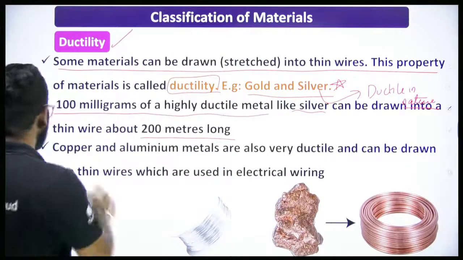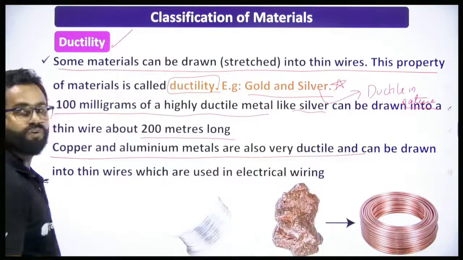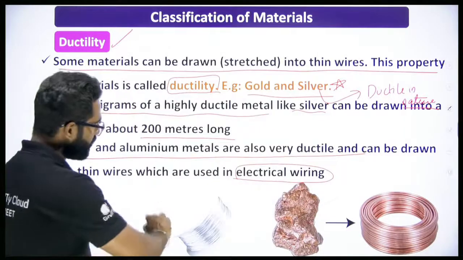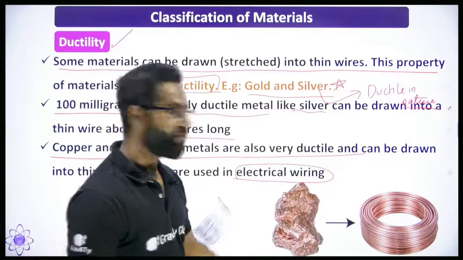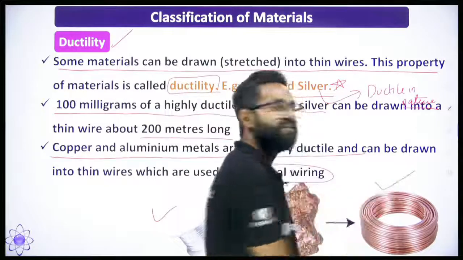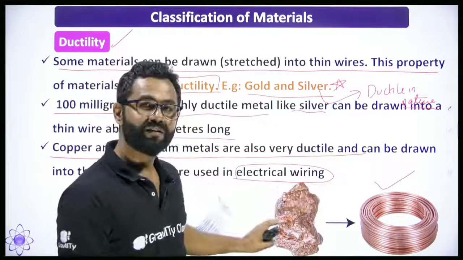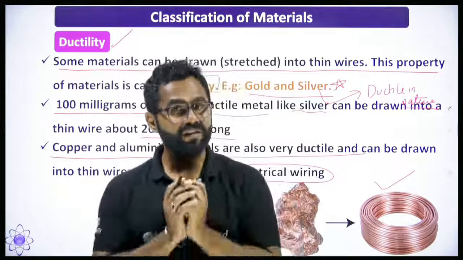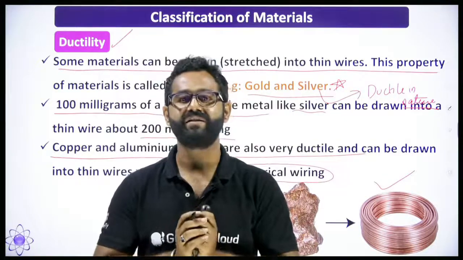Also, copper and aluminium are very ductile, and that's why they are used in electrical wiring. Like here we see aluminium wires. You see this copper metal. It can be converted into a beautiful wire like this. So all the metals which can be converted into wires are called ductile solids or ductile materials.